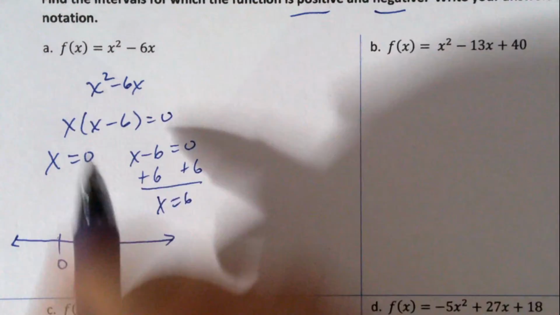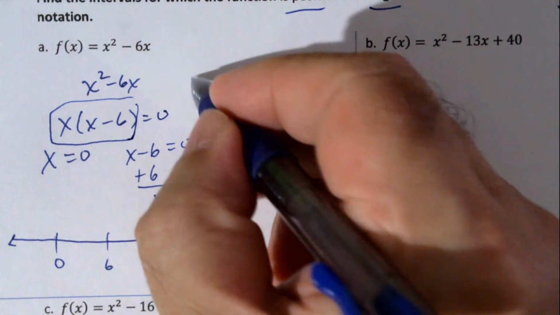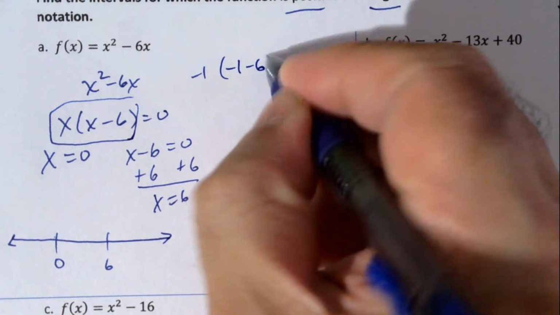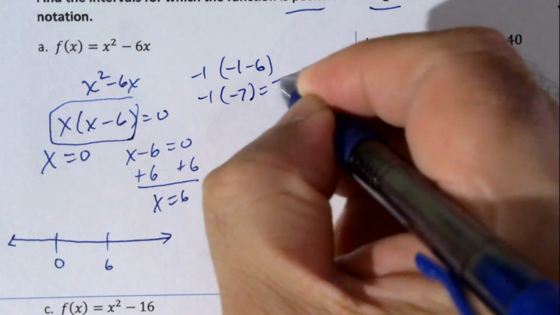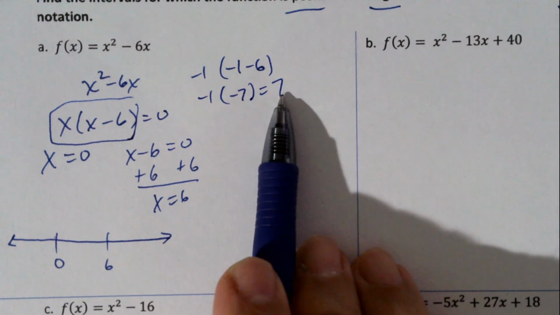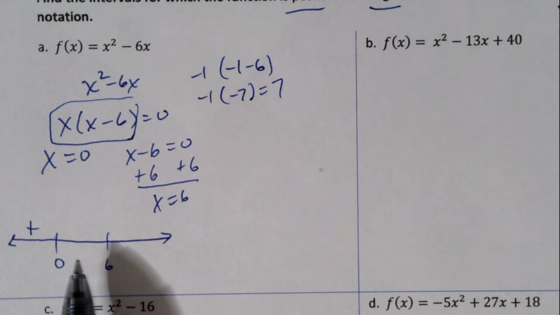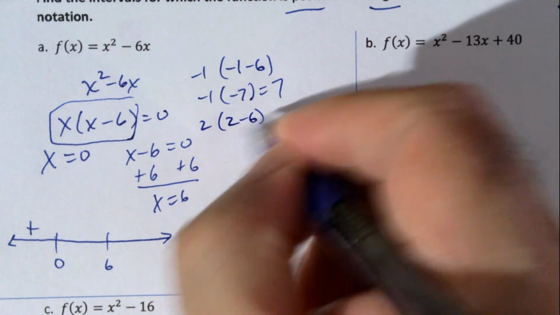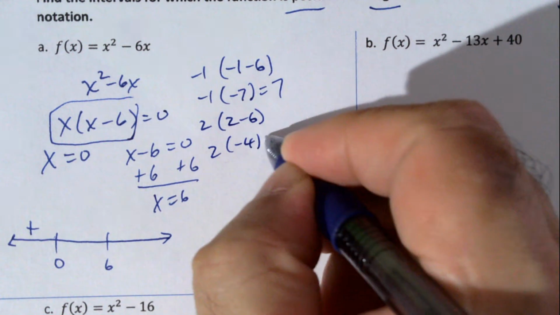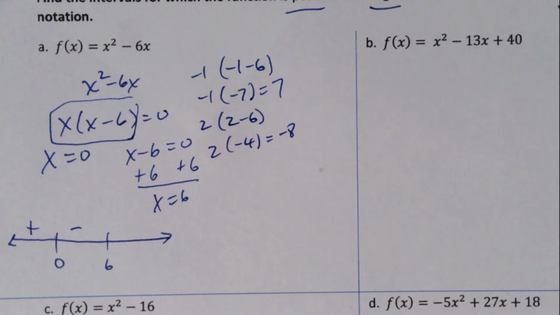Actually, I want to do this part right here. Plug negative 1 in there, it'll be negative 1 times negative 1 minus 6. That's negative 1 times negative 7, which is positive 7. The fact that it's 7 is not important. What's important is whether it's positive or negative. It's positive, so we'll put positive here. Now we plug in a number between 0 and 6, say 2. That's 2 times 2 minus 6. 2 minus 6 is negative 4. 2 times negative 4 is negative 8. So it's negative. I only want the sign.